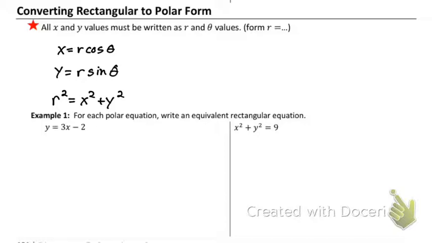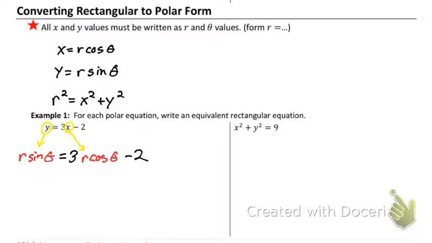All right, first one says y equals 3x minus 2. Well, going this direction is a lot easier a lot of times, just because you just replace your y's and x's, which is what is given to you. So y equals r times sine theta. So we're going to replace that y with r times sine theta. And that's going to equal 3 times, replace this x with r times cosine theta, minus 2.